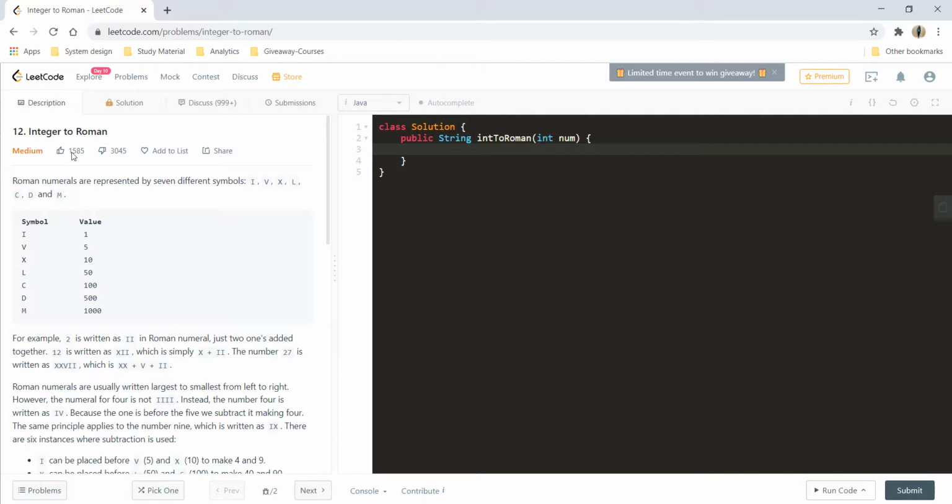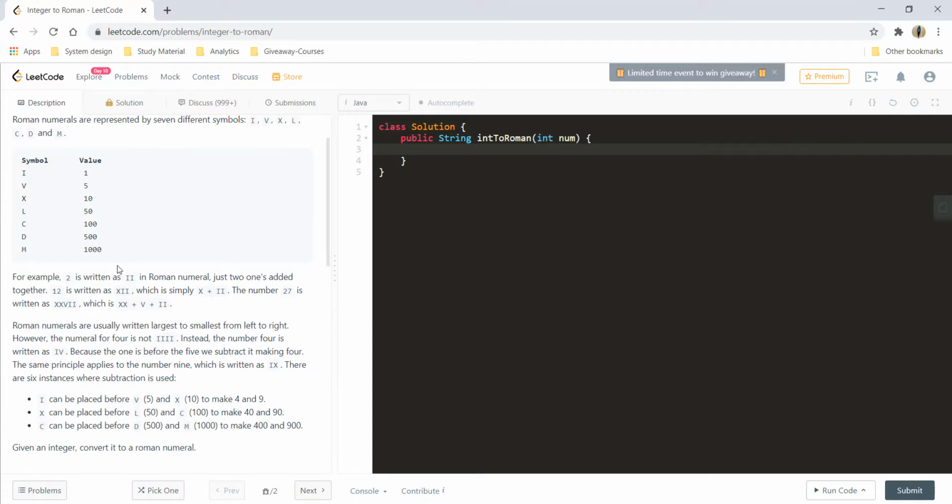In this video, we'll see the question integer to Roman. We have earlier solved a question that was converting Roman to integer. Now, let's see the opposite one. Given that Roman numerals are represented by seven different symbols as given, we need to give the Roman equivalent of the integer that is given to us in the input.